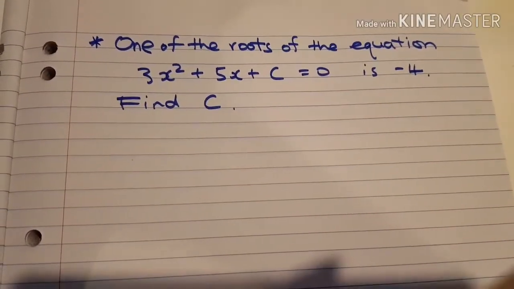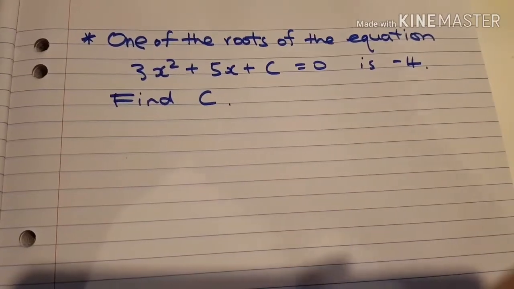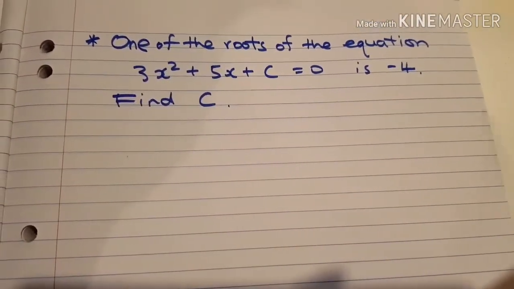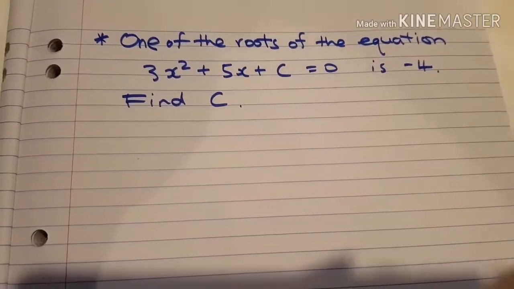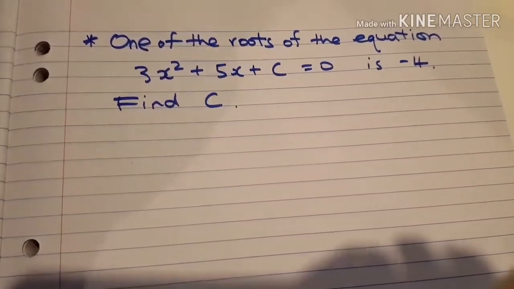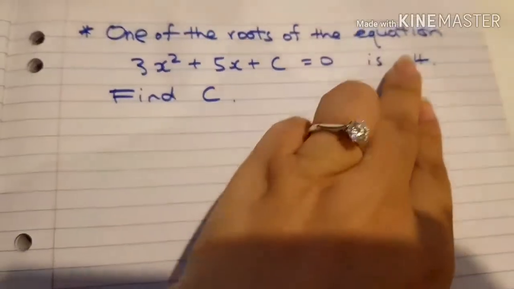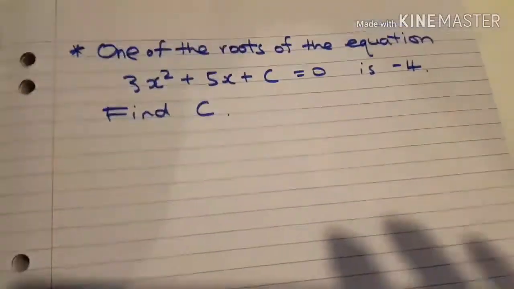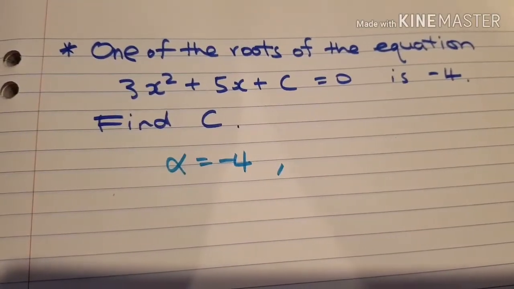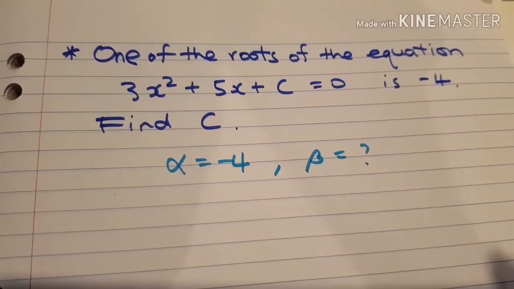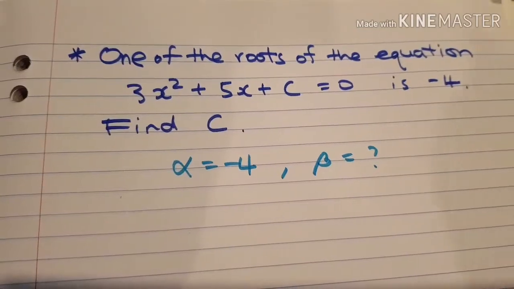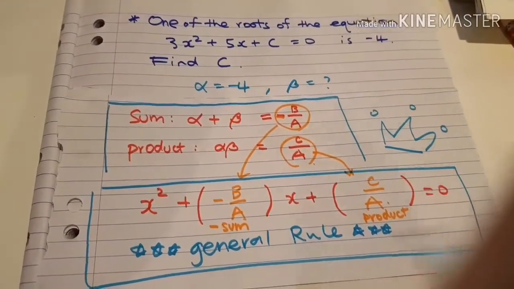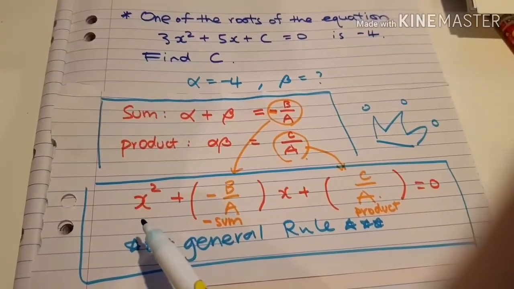Okay, so let's have a go at doing this question. This time it's asking for the value c. What do you need to do? I know that one root is negative 4. That means my alpha is negative 4 and beta is not known yet. Okay, here you go. Remember the rule. Have a look.